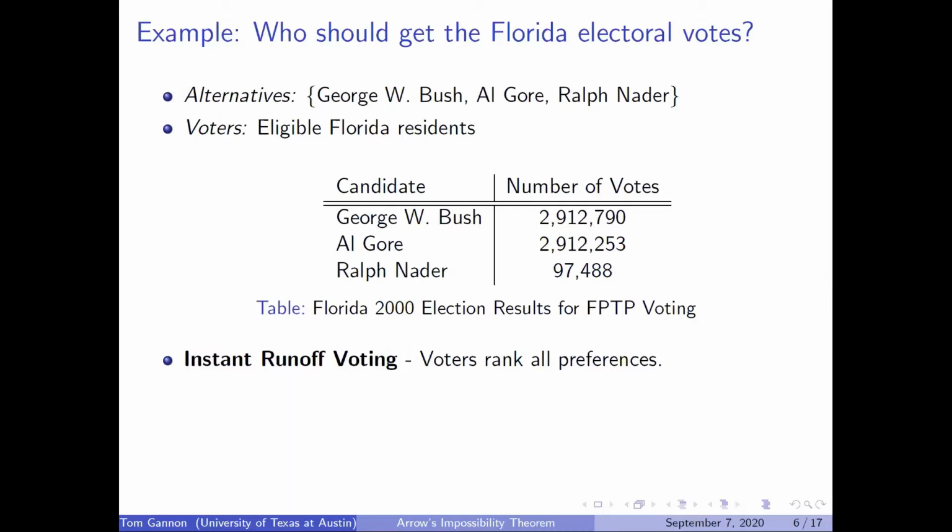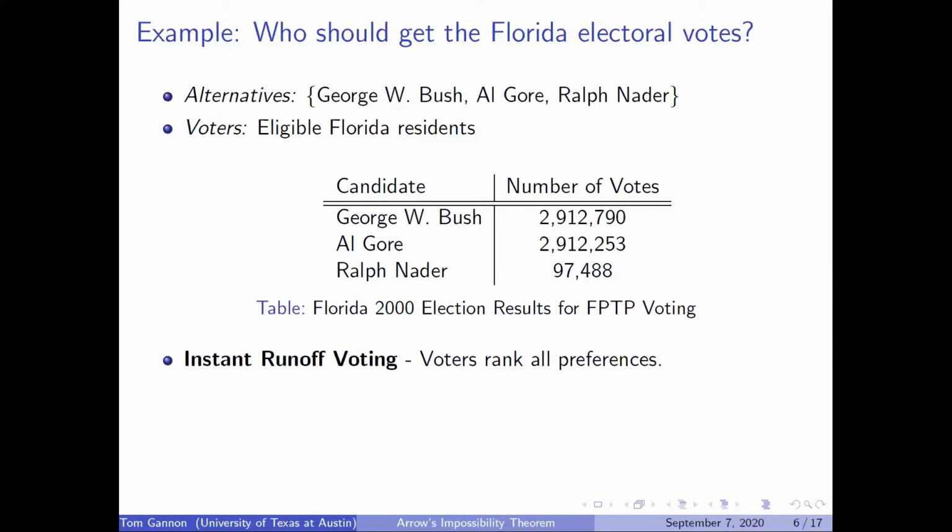So for example, I'll show you a different kind of voting system that we could have done with these three candidates. It's called instant runoff voting. It's actually being tried on more local levels, at least around America. I don't really know much about elections outside of America, but the idea is this. Let's say there are these three alternatives, George W. Bush, Al Gore, and Ralph Nader. The way instant runoff voting works is the voters will rank all three preferences. So for example, my hypothetical ballot earlier was Ralph Nader is number 1, Al Gore is number 2, and George W. Bush is number 3.